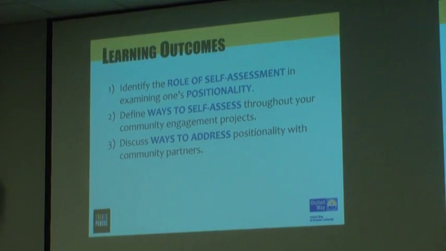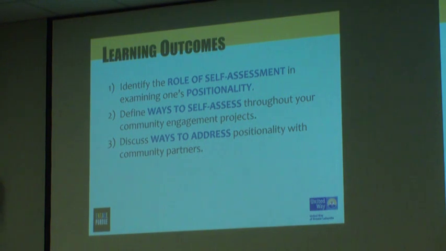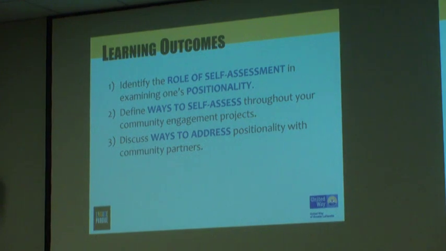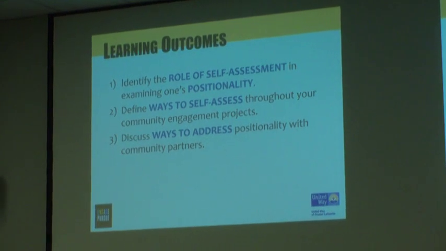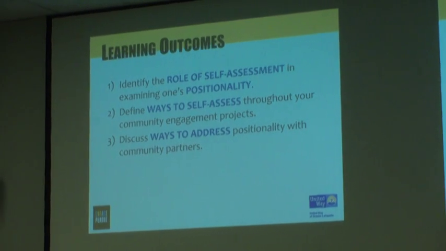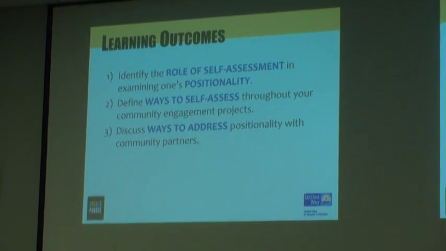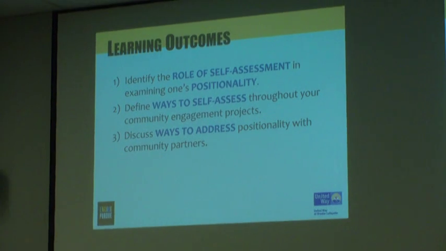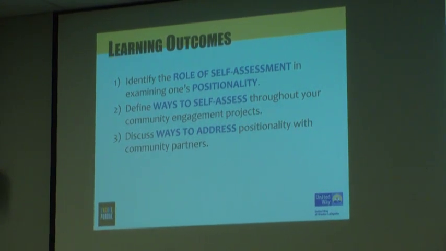So, our learning outcomes for today are going to be for you to be able to identify the role of self-assessment in examining your positionality, right? Your position in the world and how different identities shape that. To define ways to self-assess throughout your community engagement projects. As you guys are doing these very independently, it's important to have that self-assessment in mind. And then to discuss ways that we can address positionality as you're working with community partners.